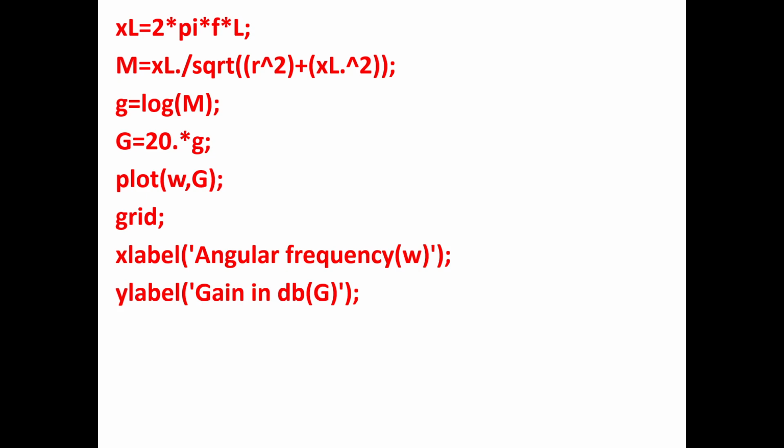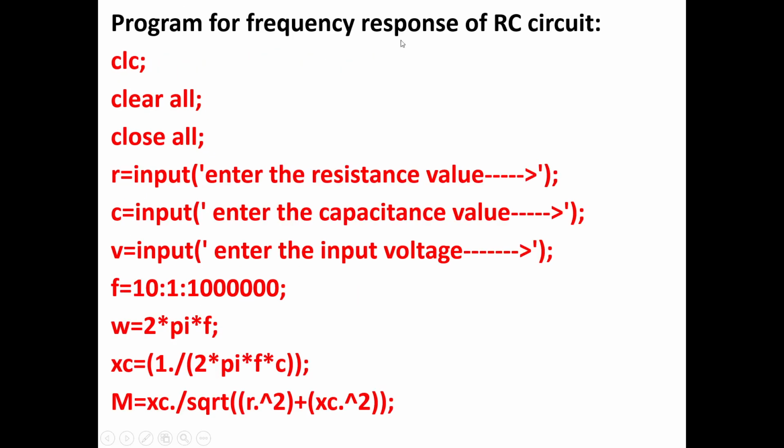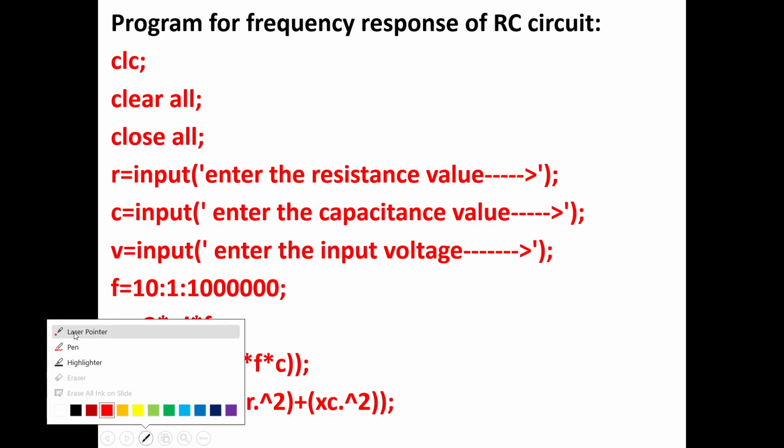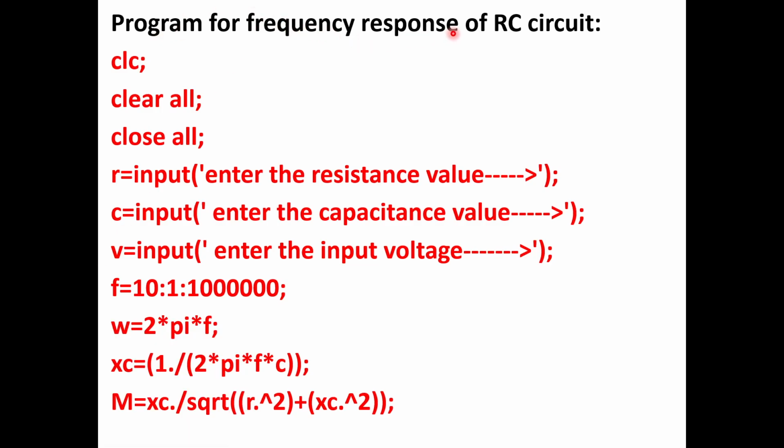Now let us see the program for frequency response of RC circuit. Program for frequency response of RC circuit. So clc semicolon, clc means clear the screen. And next, clear all means if there is any data in the workspace that has to be cleared, and close all means if any script is open, that script will be closed.